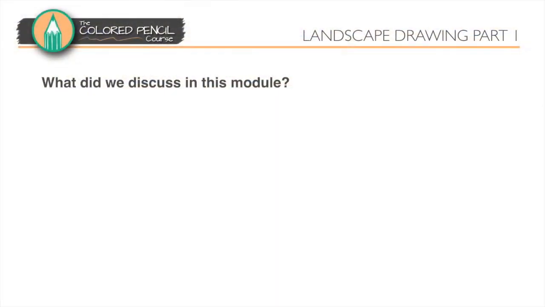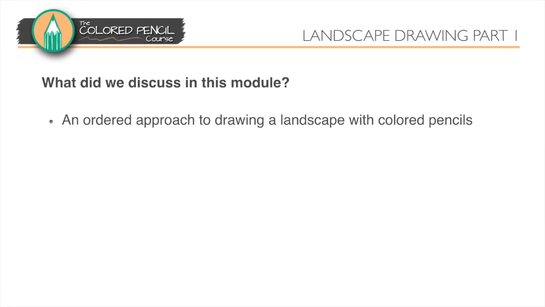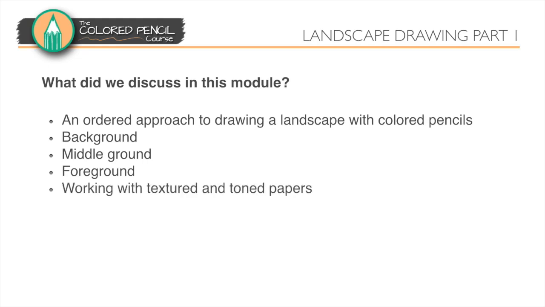So what did we discuss in this module? We first took a look at an ordered approach to drawing a landscape with colored pencils. This included starting with the background first, then moving on to the middle ground, and in the next video we'll take a look at completing the foreground. We also took a look at working with textured and toned papers and how it affects the application of colored pencils. In the next video in the series, we'll complete this drawing.